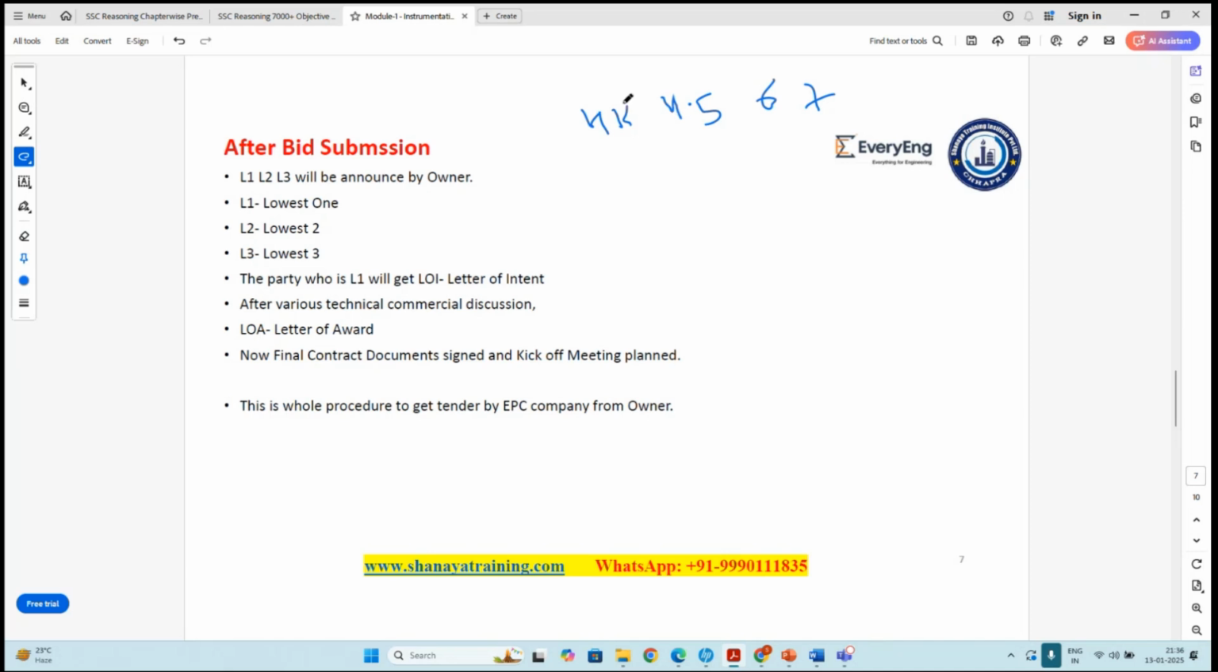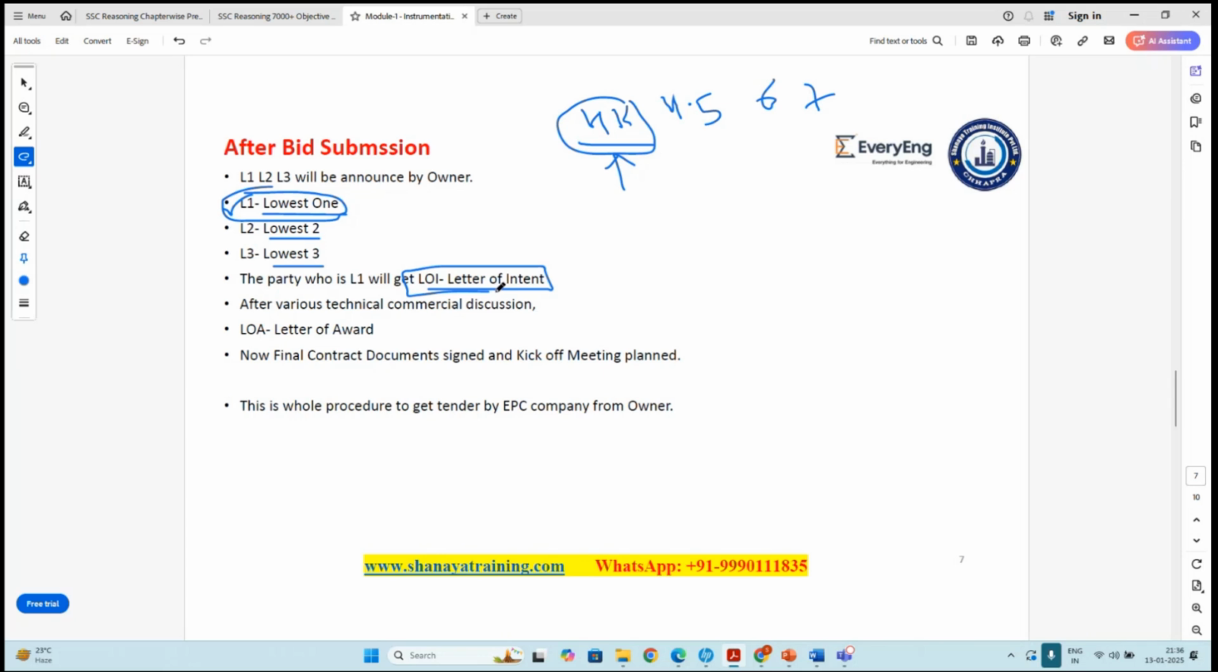So, who is the owner going to give the project to? Who has quoted the lowest price? This is the party or EPC company who is ready to do this project for 4,000 crore. That party is called L1, meaning lowest one. This is lowest two and this is lowest three. The lowest one party will be awarded the LOI, that is called letter of intent.